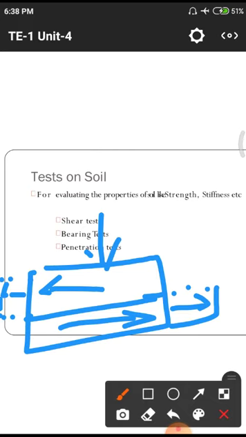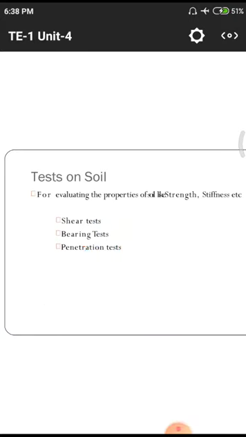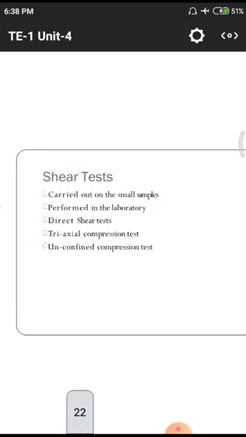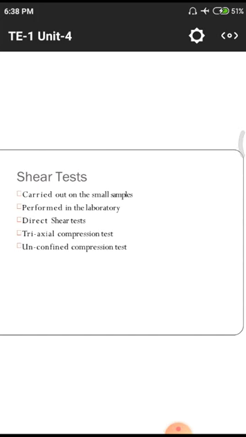These three tests are essential for constructing any project or any building. The first test is the shear test, the second is the bearing test, and the third is the penetration test. In the shear tests also we have different classifications that we have to observe.